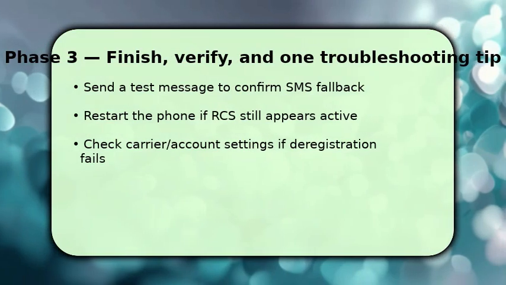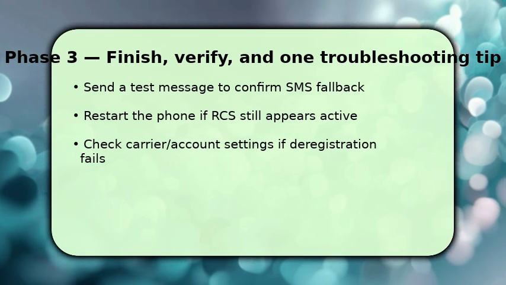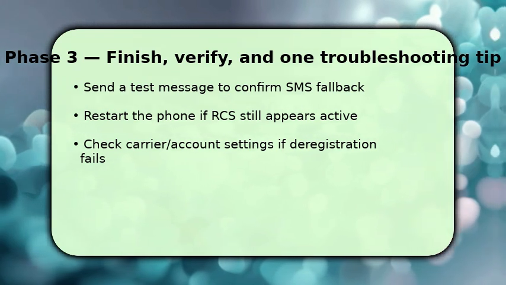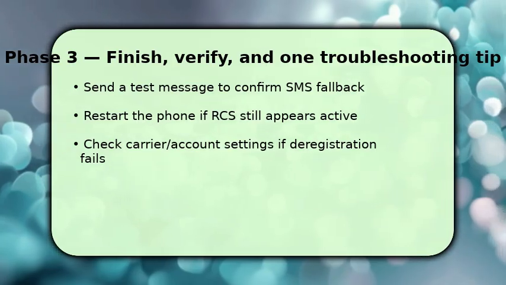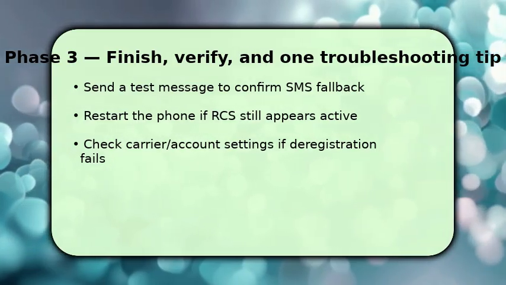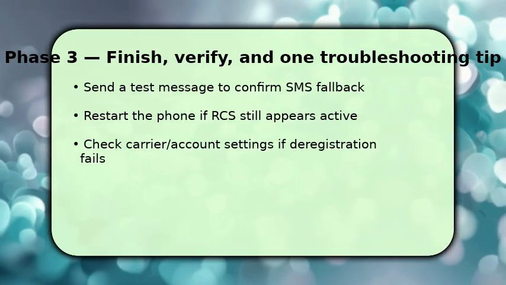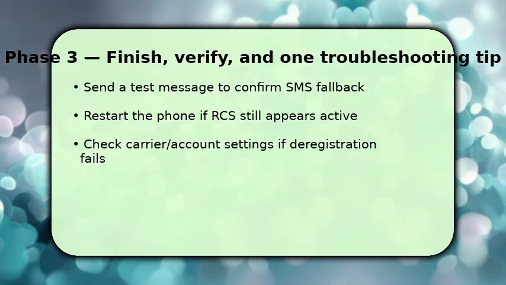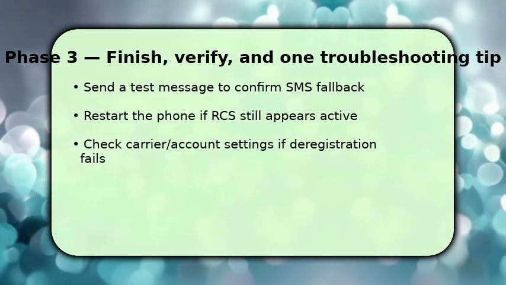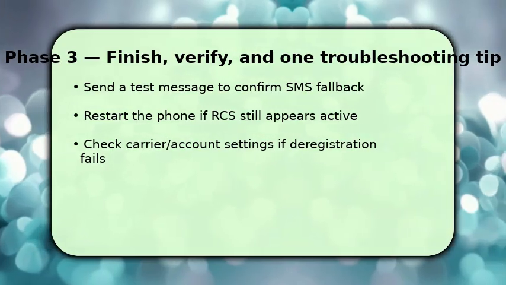Finish by sending a test message to someone who normally receives RCS. If it shows as SMS or MMS, you're done. If your app still shows chat features as active, restart the phone and recheck the setting. Reboots often clear cached registration. If deregistration fails, sign out of the messaging app or contact your carrier to remove RCS from your account. As a troubleshooting tip, clear the app cache or reinstall the messaging app if toggles won't stick.